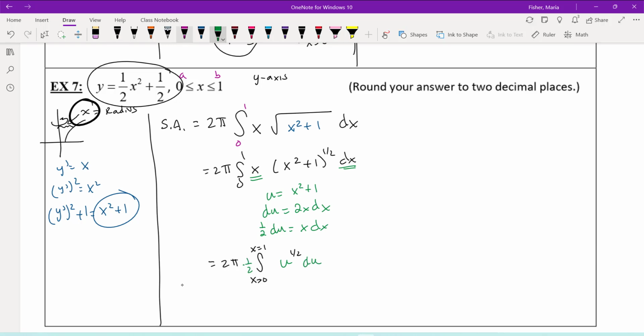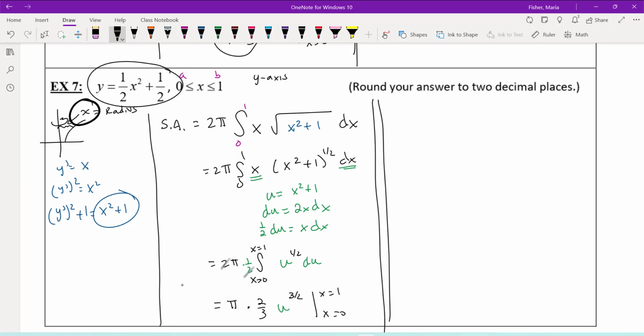Well, here our 2's are going to cancel, and we're just left with pi. If I integrate u to the 1/2, I get 2/3 u to the 3/2, and this gets evaluated from x equals 0 to x equals 1. Moving over to the right because we ran out of space, the surface area is going to equal, well, this becomes 2 pi over 3. And then u is actually (x squared plus 1) to the 3/2, and that gets evaluated from 0 to 1.